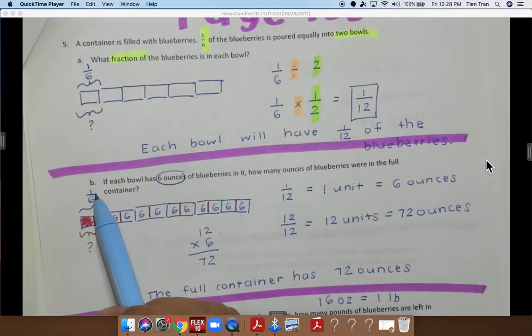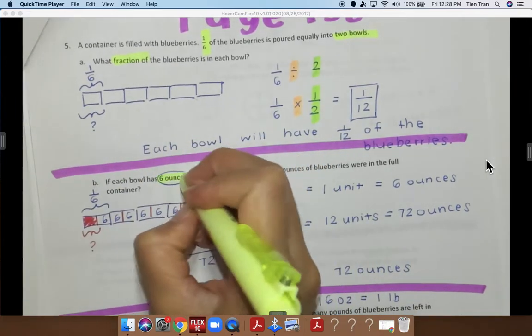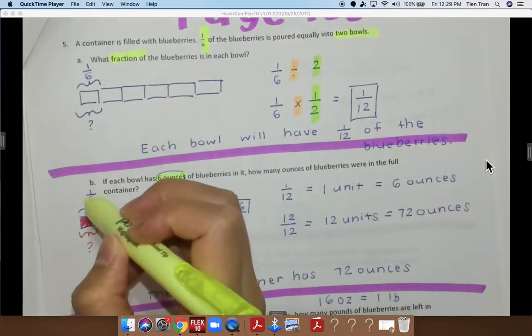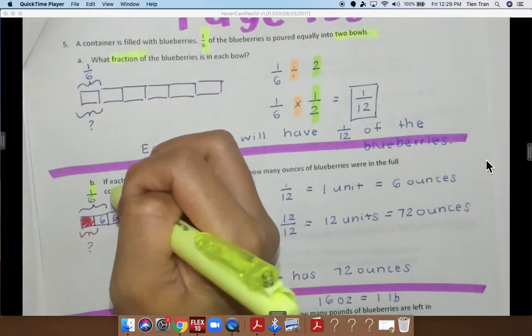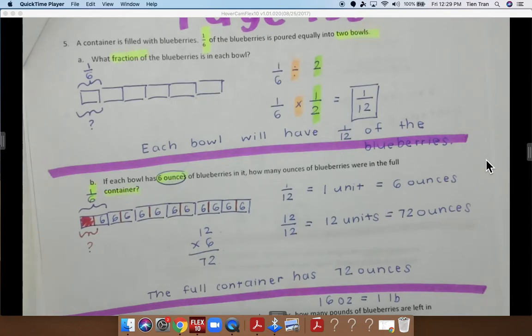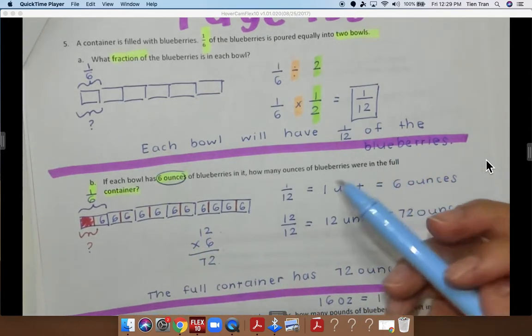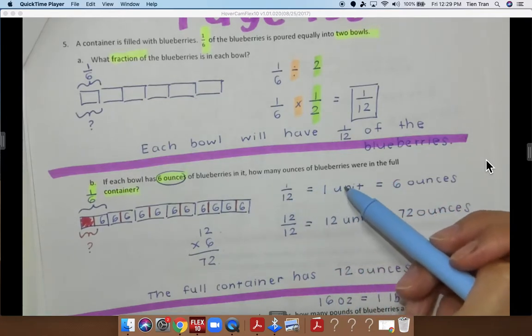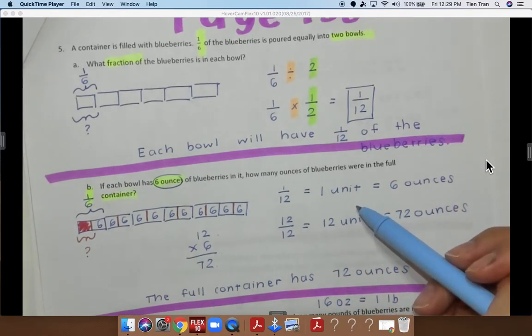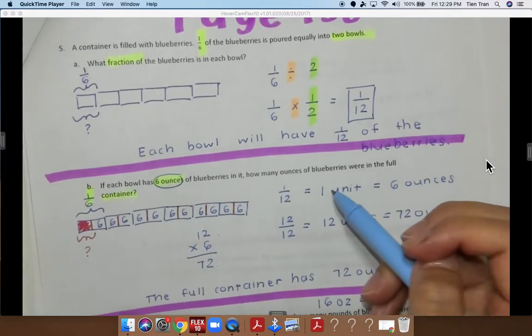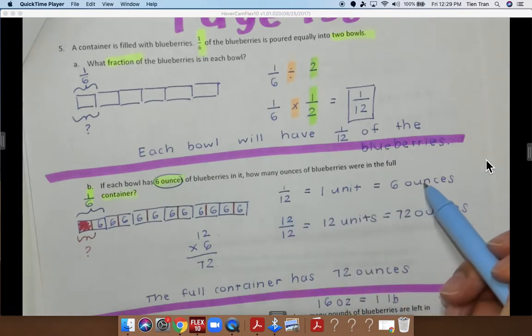The next problem, it says here, if each bowl has 6 ounces of blueberries in it, how many ounces of blueberries were in the full container? I drew a tape diagram here, but if that doesn't make sense, I'm going to explain it here. So we know that 1/12 is equal to 1 unit. How do I know that? Because each is being divided into 2. So that means you have 1/12, and that is equal to 6 ounces.